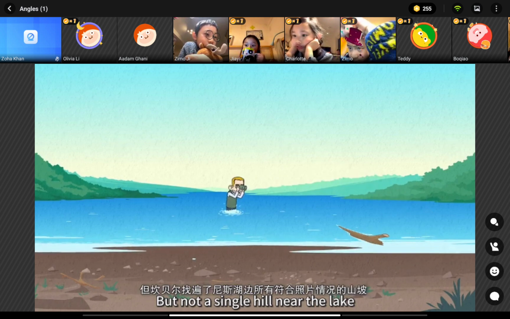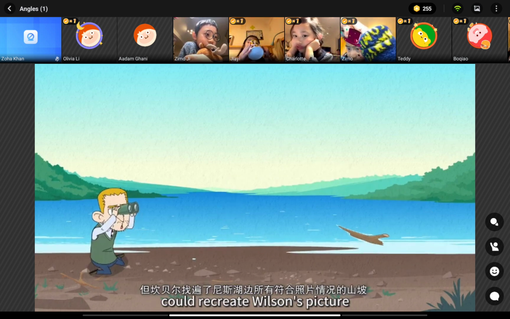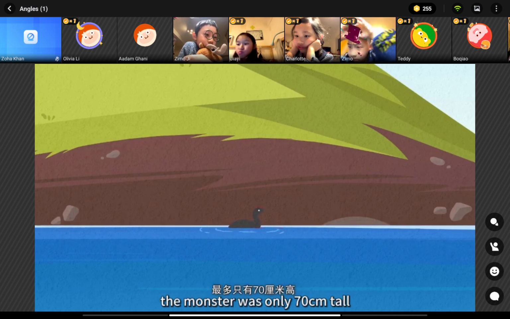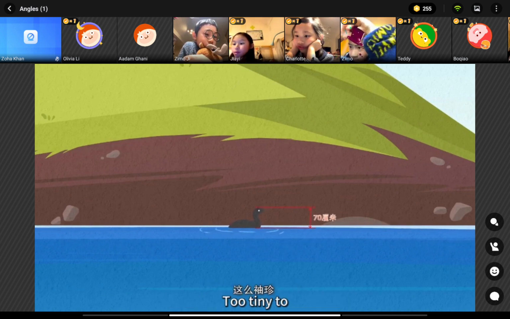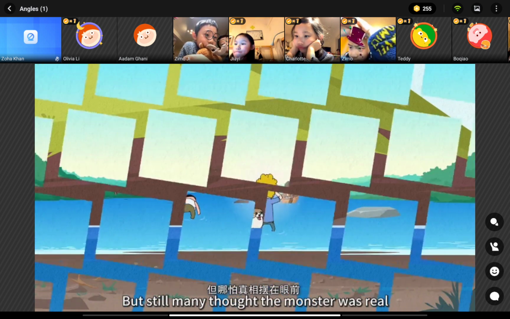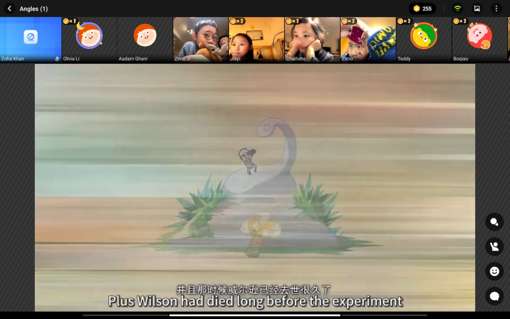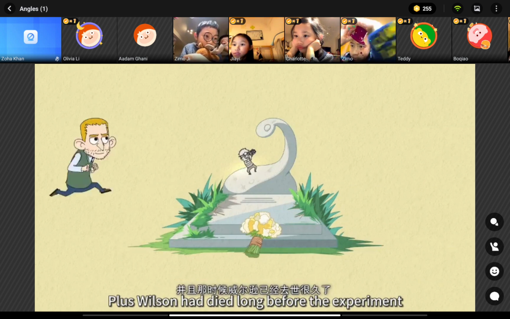But not a single hill near the lake could recreate Wilson's picture. The highest one was 10 meters. According to Campbell, the monster was only 70 centimeters tall. Too tiny to be a monster. But still many thought the monster was real. Plus, Wilson had died long before the experiment.